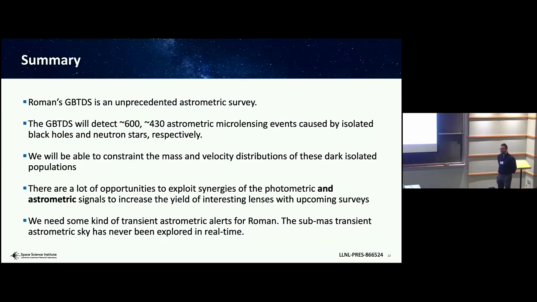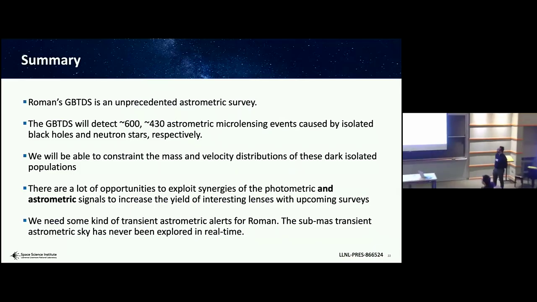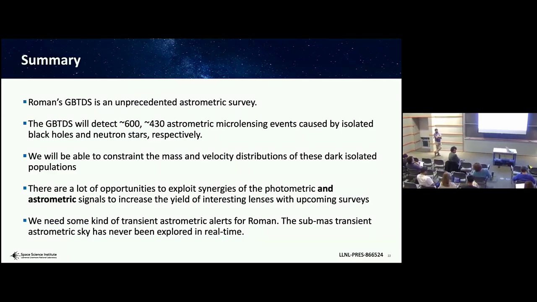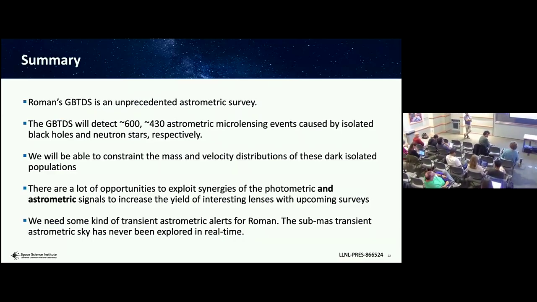All right, thanks. Hans-Walter Rix, MPIA Heidelberg. Of the numbers you have up there, the 600 and 430, how many of those do you think the Roman data alone, photometry plus astrometry, will allow you to make an unambiguous assignment that it's a black hole? And if not, in the other cases, is there external data that can help you gain confidence?